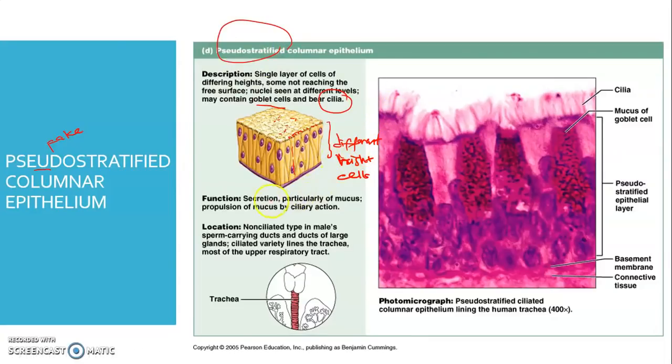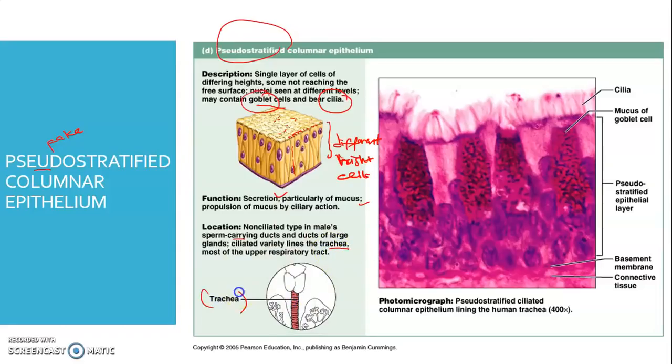So the function is secretion, of course, just like the simple columnar epithelium, to secrete mucus because it has goblet cells. And the location, it can be found at the male sperm carrying ducts, which means the vas deferens, coming from the testicle towards the area around the seminal vesicles. And it can also be found at the trachea.